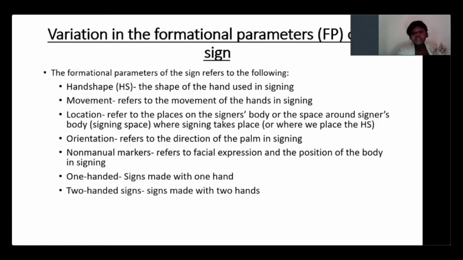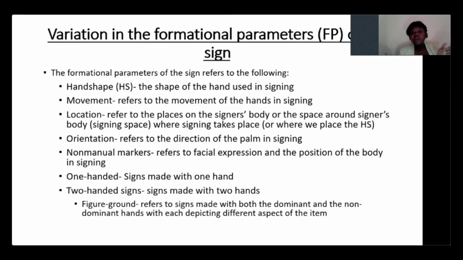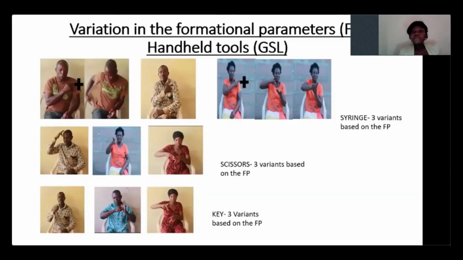And if it is made with two hands, we want to consider whether there is a figure-ground relationship, where this is the figure and this is the ground. So examples of lexical variation based on formational parameters are presented on the screen. I brought 3 examples from handheld tools in Ghanaian Sign Language, where we have 3 variants based on the formational parameters. The first is syringe, located on the bum or the rump, or syringe located on the shoulder, or syringe as an instrument being used, like pressing a syringe on something.